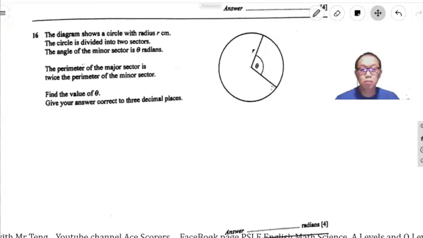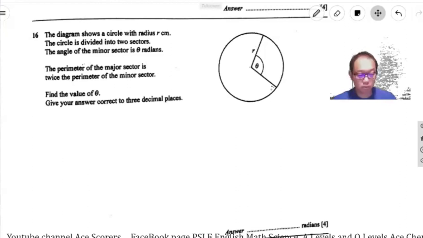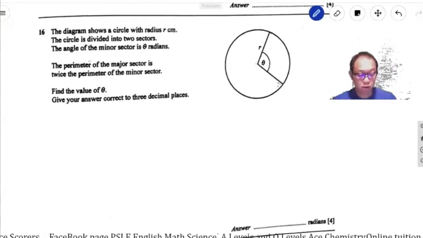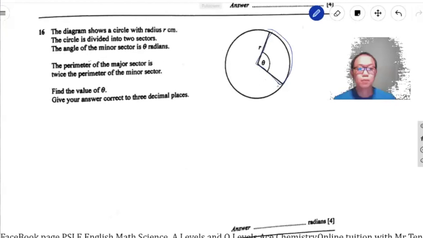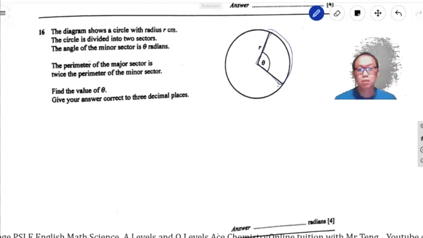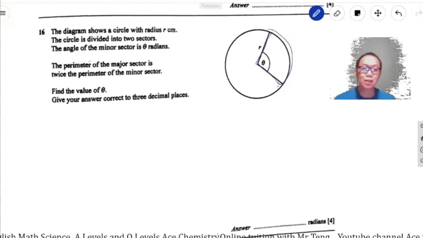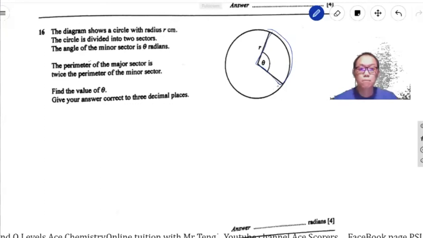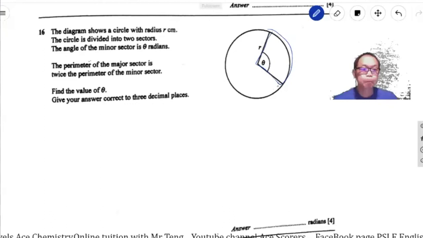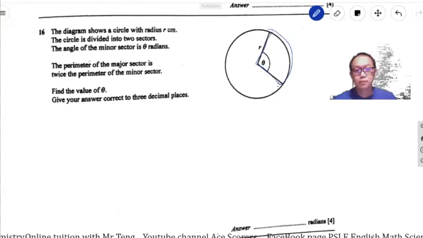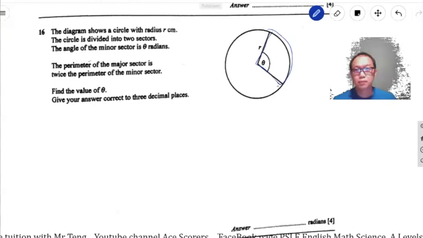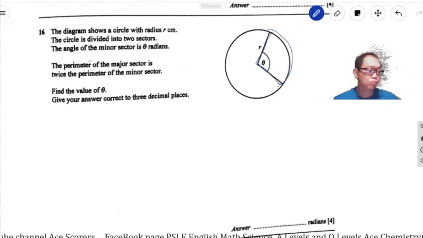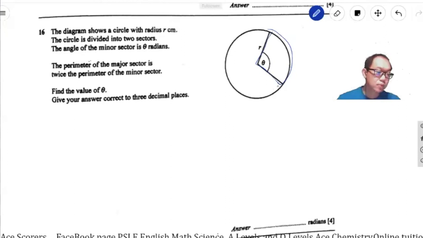Because here they talk about the perimeter. Perimeter would be the whole thing from here. Oh, no. Sorry. Here, that means include the radius, okay? The perimeter of the major is twice the perimeter of the minor. So the minor is the blue color thing that I just highlighted over there. Okay, let's try this.